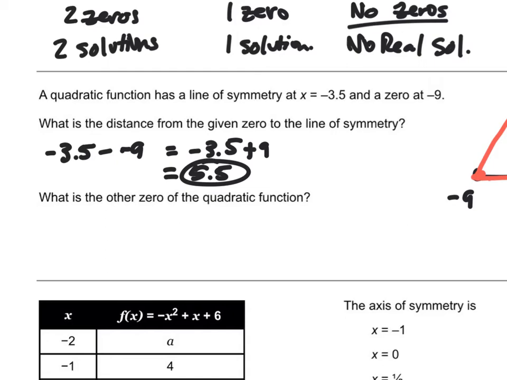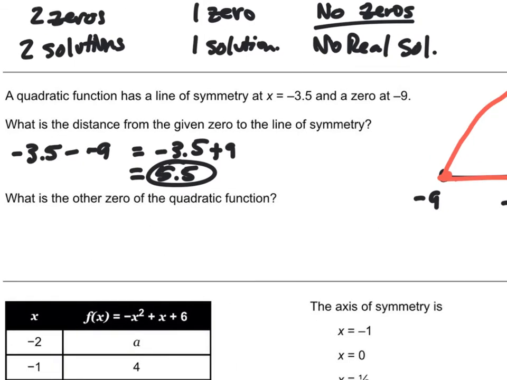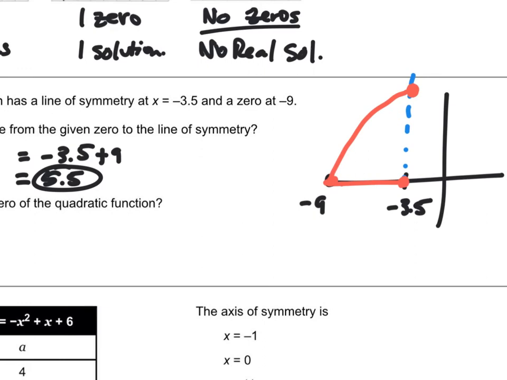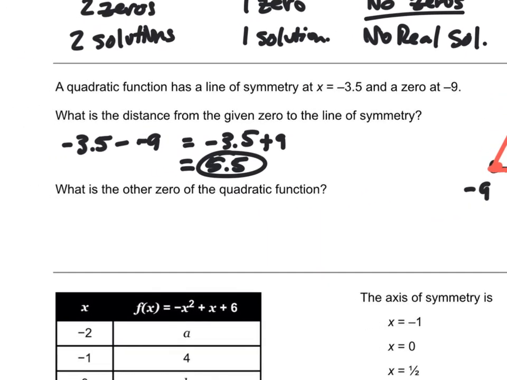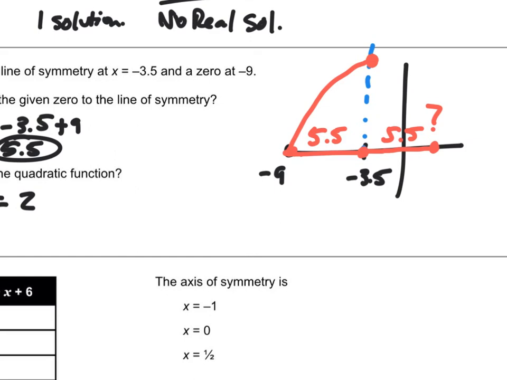All right, and then it wants to know what is the other 0 of the quadratic function. And all that's going to be is a distance of 5.5 going this way. So if I calculate a distance of 5.5 going in this direction, we want to figure out what this point is, what that x value is. I know this is 5.5. This needs to be 5.5. So I'm just going to take negative 3.5 and add 5.5 to that. And that's going to give me 2. So an x value of 2, and that's what we want.